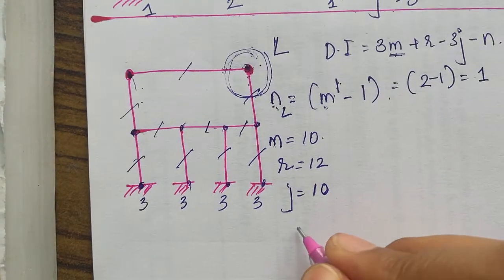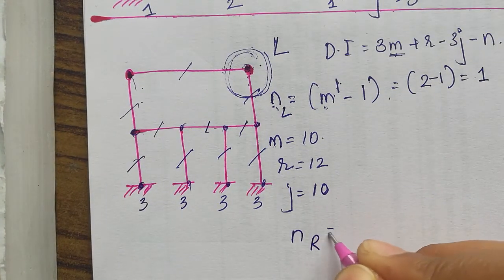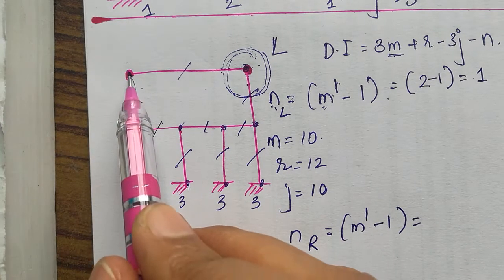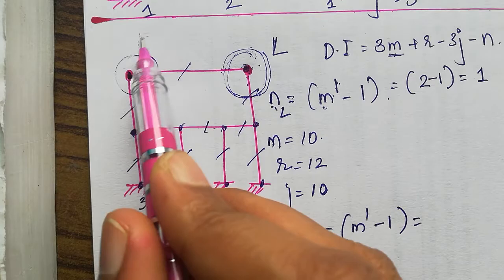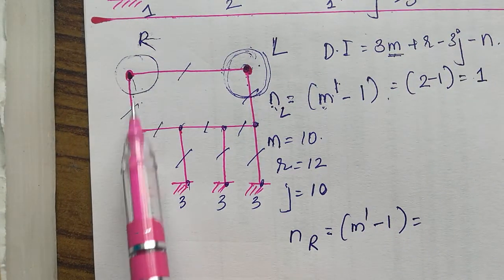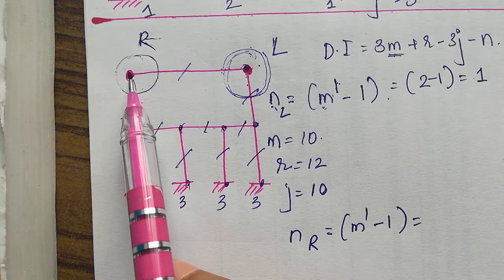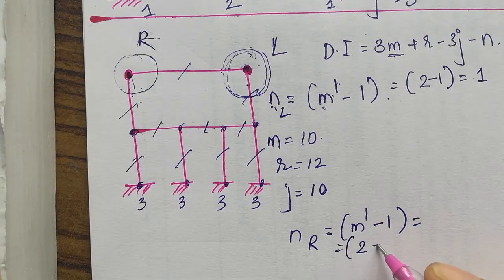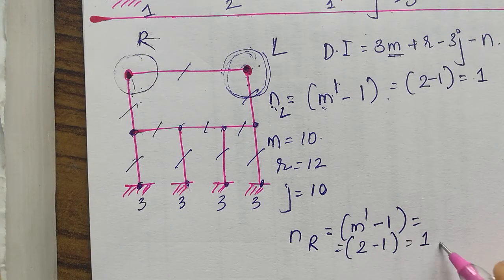Now what about the right side? Again you have m dash minus 1 here. Now here, how many members are joining at this internal hinge? 2. That's why this is 2 minus 1, that is 1.